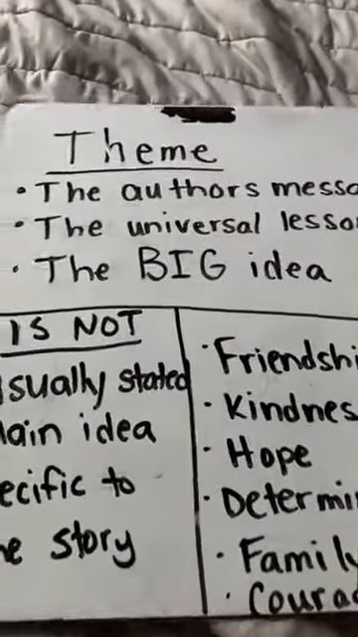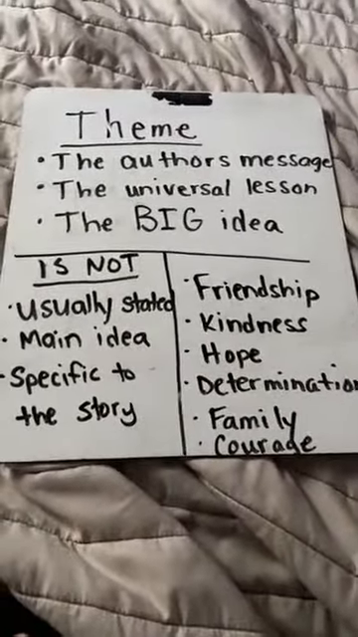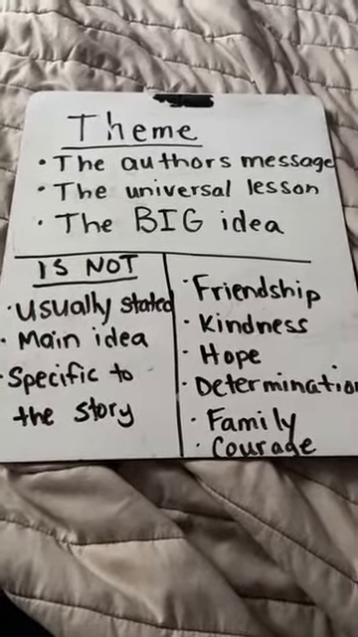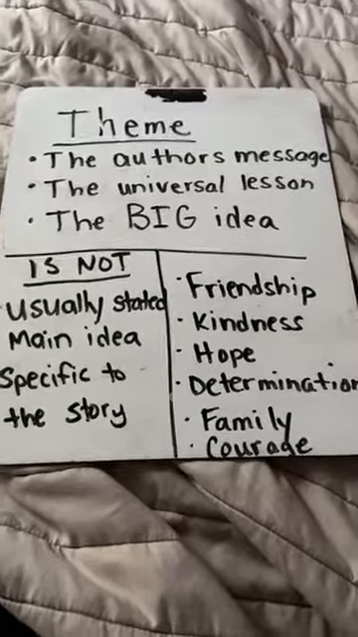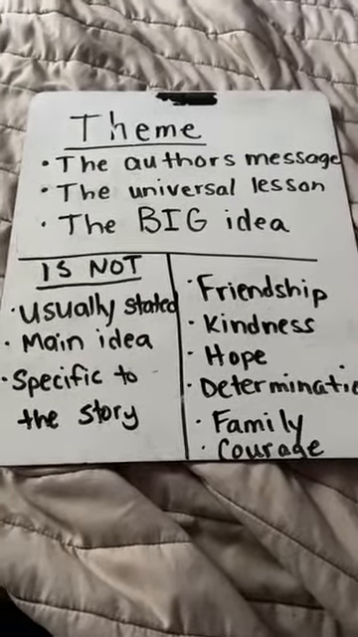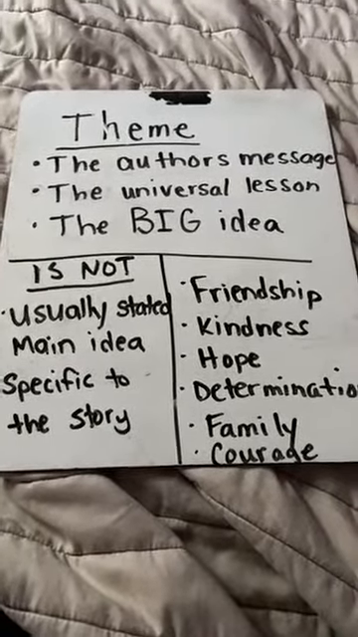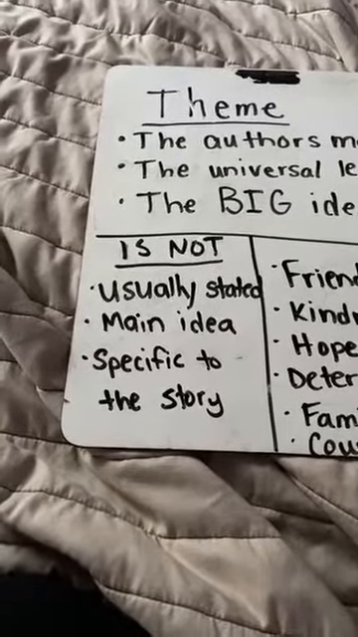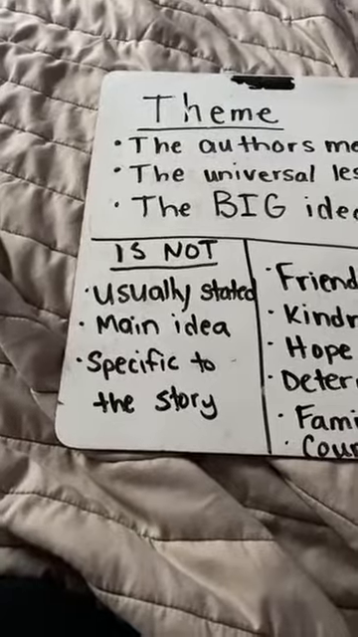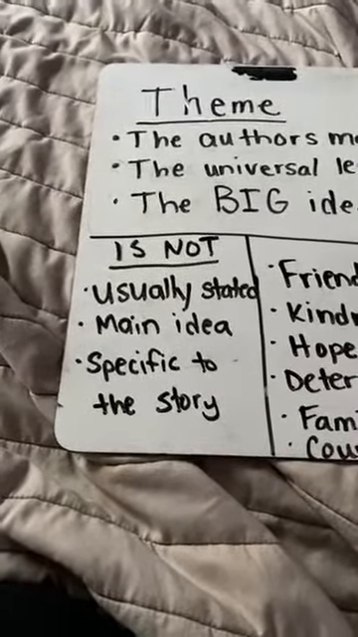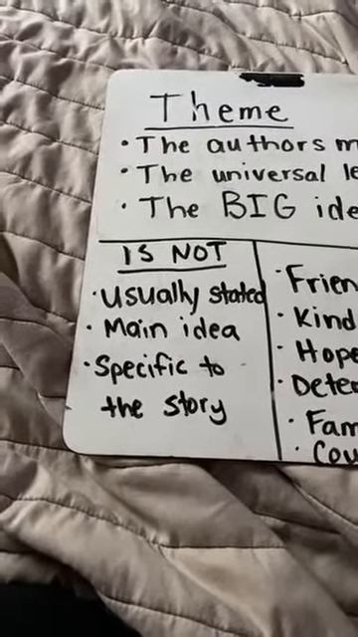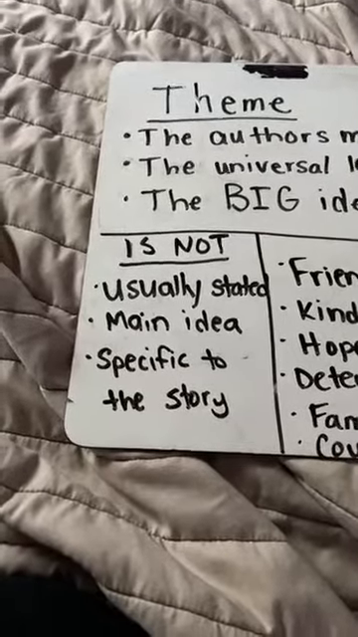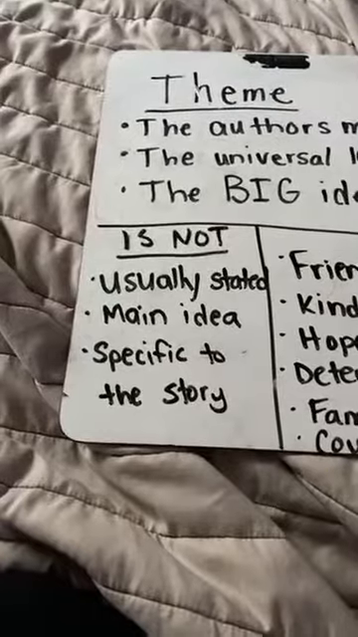Here we go. Theme is the author's message of the story. It's the universal lesson or what they want you to learn from the story. And it's kind of like the big idea of the story. Theme is not usually stated. Like I can't just open my book and, oh, there it is right there. You have to read to understand what it is. It's not the main idea of the story. And sometimes it might not be specific to that story.